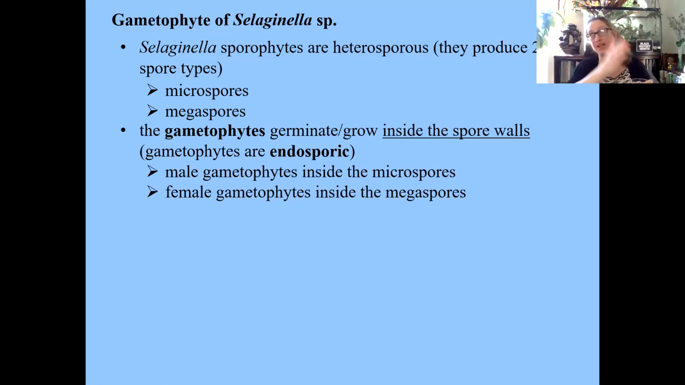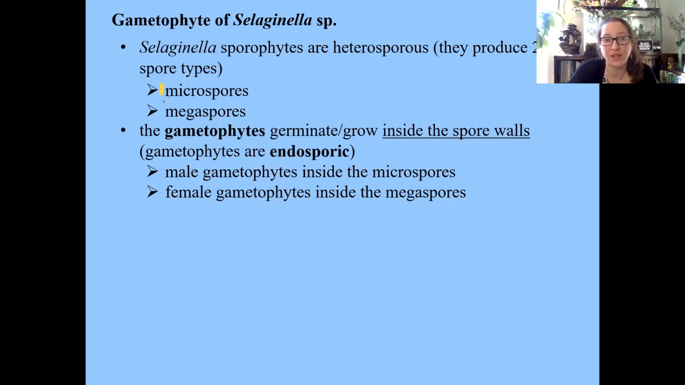Now, some distinctions: if you have two types of spores, microspores and megaspores, the gametophyte plants are going to stay inside of the spore walls. Endo means in, sporic means spores. Gametophytes are going to grow inside of the spore walls. This is a new concept for us.